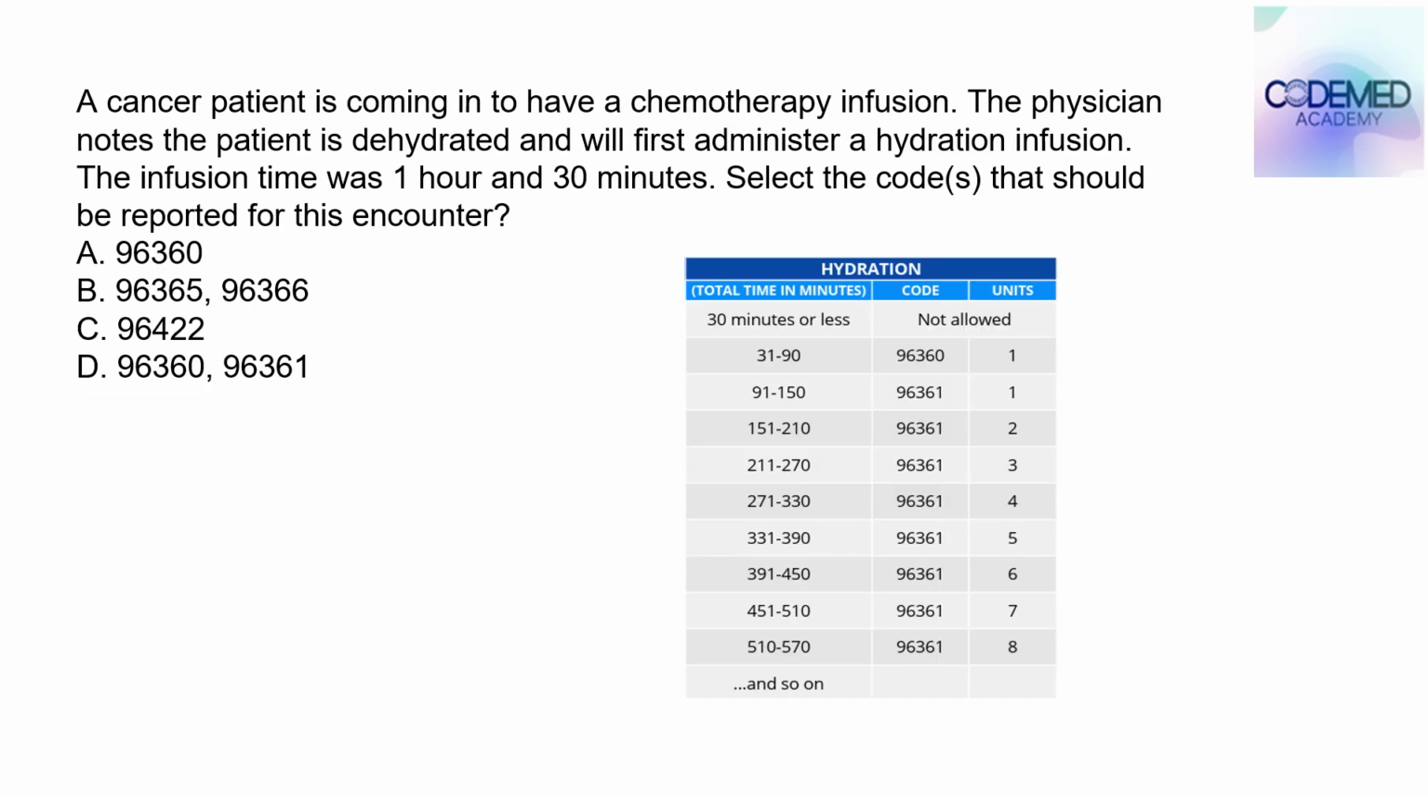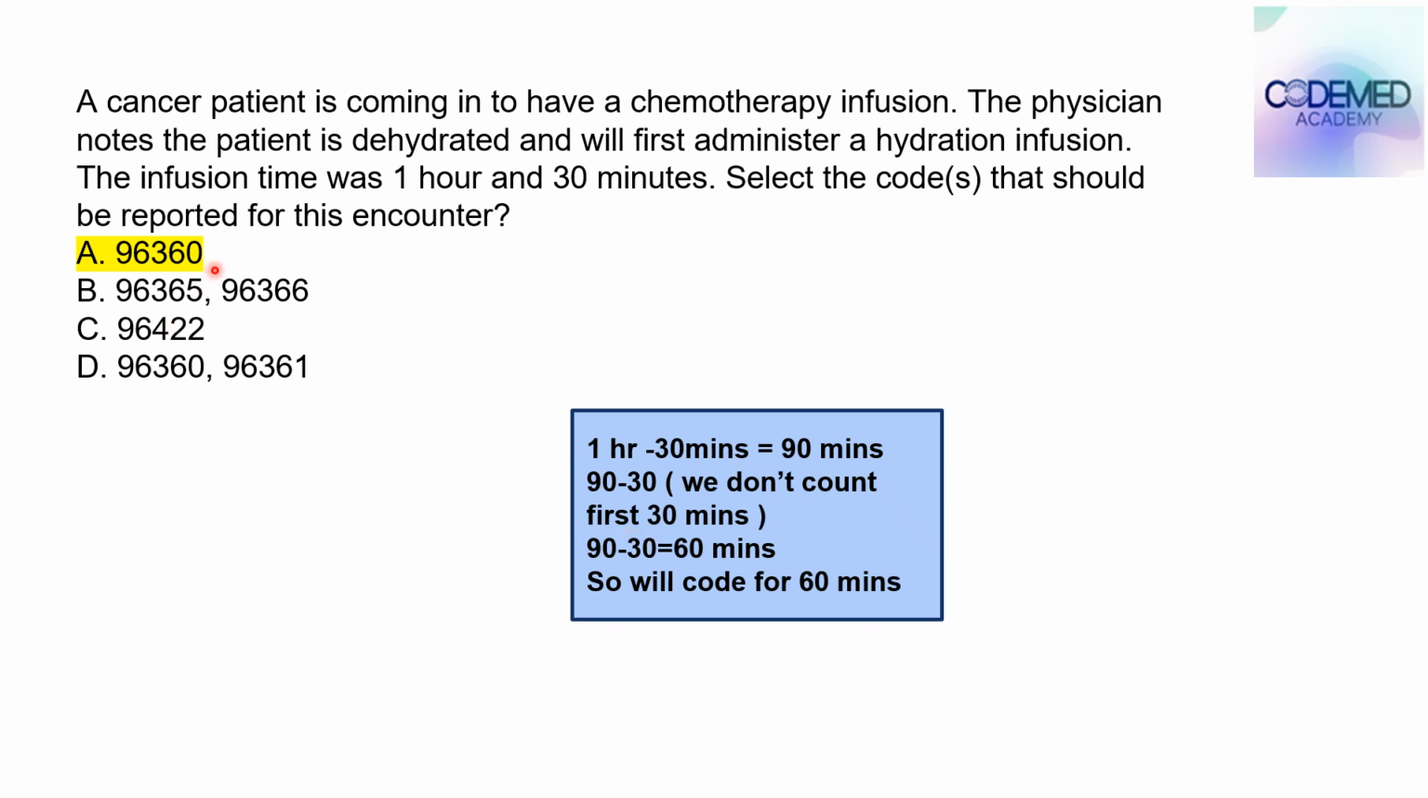Now the next question is, a cancer patient is coming in to have a chemotherapy infusion. The physician notes that the patient is dehydrated and will first administer the hydration infusion. The infusion time was 1 hour 30 minutes. Select the code that should be reported for the encounter. So you have the codes, just go through all the codes and tell me the answer. So yes, 96360 is the correct answer because what is the time? 1 hour 30 minutes. Out of that, the first 30 minutes we do not count anyway. So what is remaining is 1 hour, and for that we will use the code 96360.